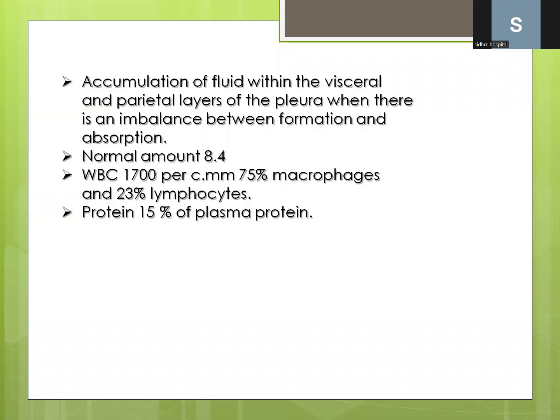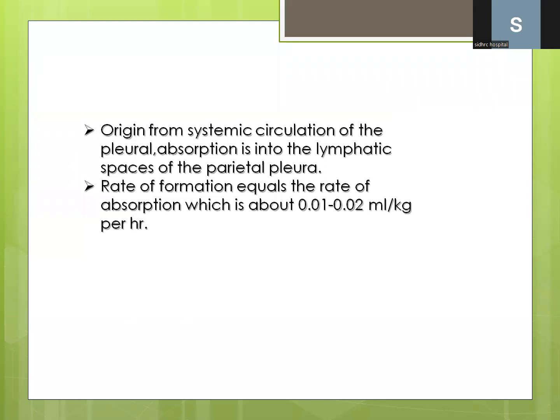Normally we have 8.4 ml of fluid present in the pleural space, in which WBCs are 1700, with 75% macrophages and 23% lymphocytes. The protein content of the normal fluid is 15% of the plasma proteins. It originates from the systemic circulation of the pleural space and is absorbed into the lymphatic system of the parietal pleura. Normally there's an equal formation and absorption rate, which is 0.01 to 0.02 ml per kg per hour.